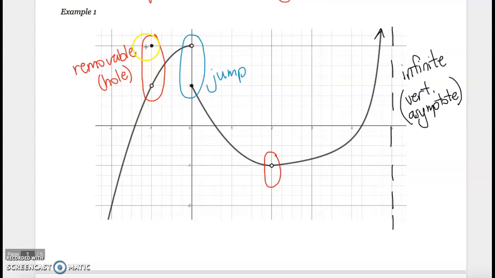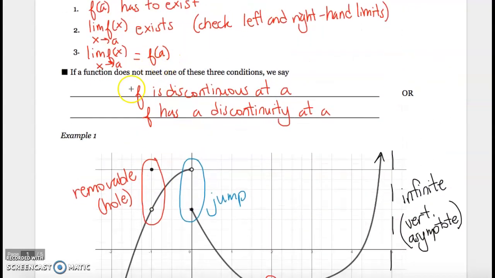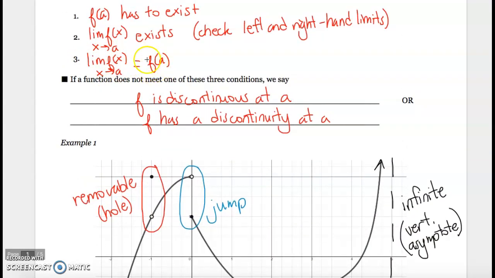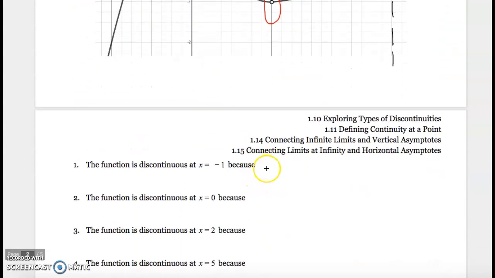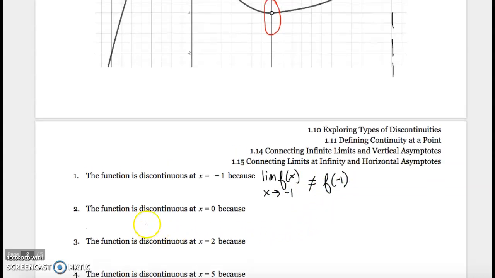So my point is actually at 2, my limit is 1. So the reason that I actually have a discontinuity on this graph is because my limit does not equal what my actual point is. So that would be the reasoning behind this one, because the limit of my function as x approaches -1 does not actually equal the point at -1. Okay. Let's look at 0.